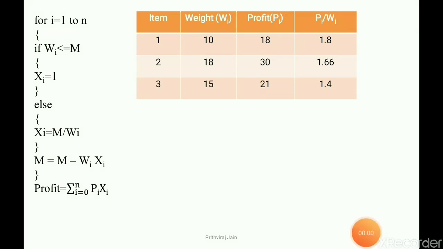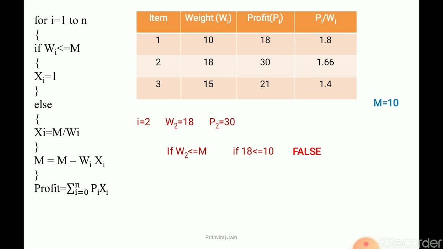Okay, now let us choose the second item, that is I is equal to 2, W2 is equal to 18, P2 is equal to 30. Now the capacity of the knapsack m is equal to 10. Now let's check the condition. If W2 is less than or equal to m, that is 18 less than or equal to 10, the condition is false. Now it will go to the else part, that is x2 is equal to 10 by 18, and we'll simplify it, so the value is 5 by 9.